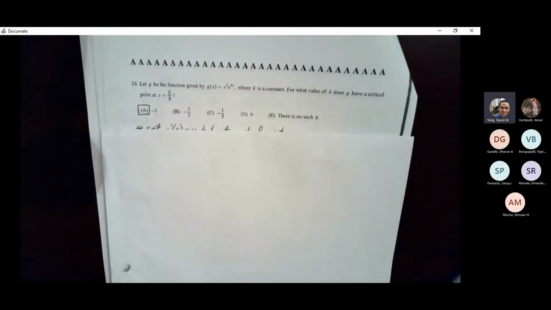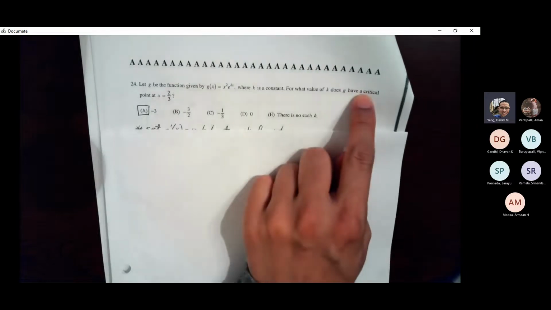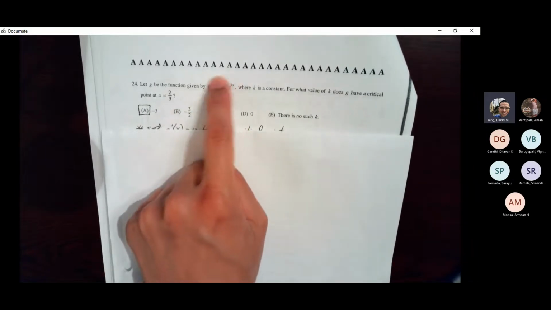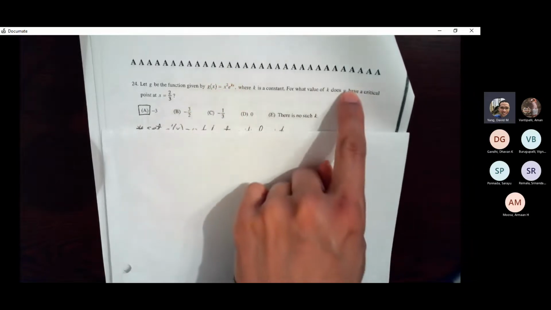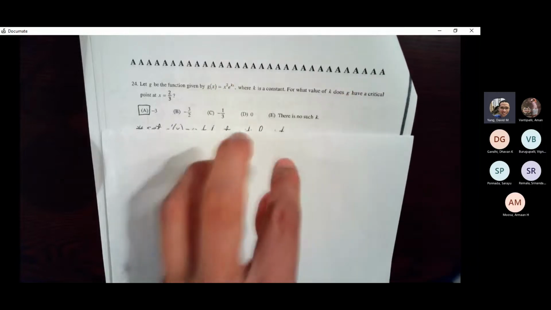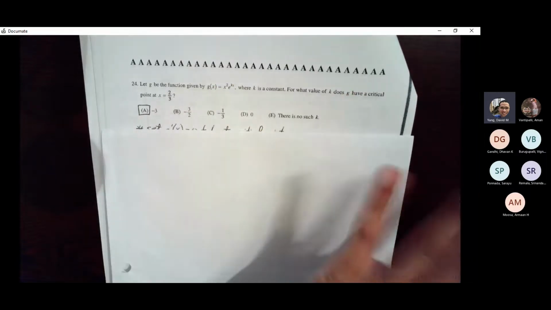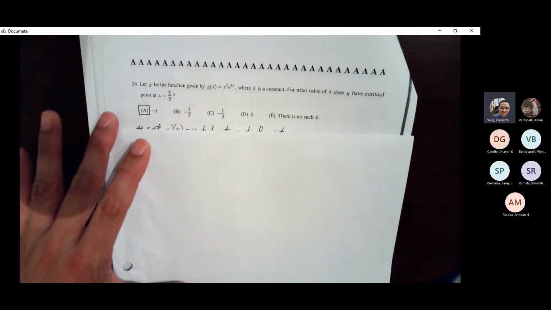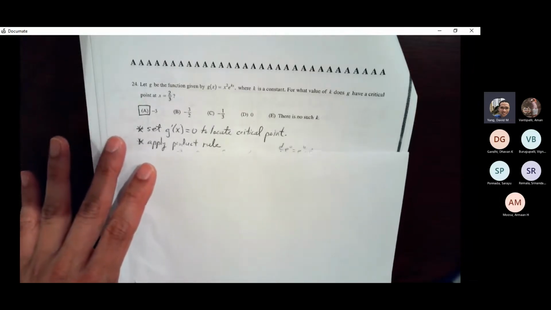Right, 24. g of x equals x squared e to the kx, where k is a constant. For what values of k does g have a critical point? So we know that critical point comes from the derivative, so we'll make our way to the derivative. Once we get to the derivative, we can insert 2/3 in for x, and we can kind of work backwards and solve for k, because critical point is where g prime is equal to 0. But we'll find g prime first. We'll set g prime equal to 0 and work backwards, see if we can solve for k.